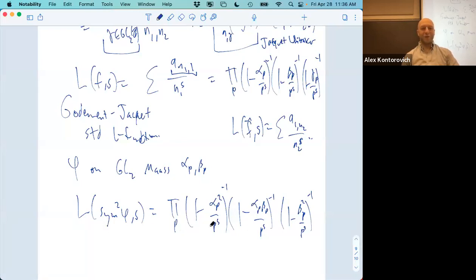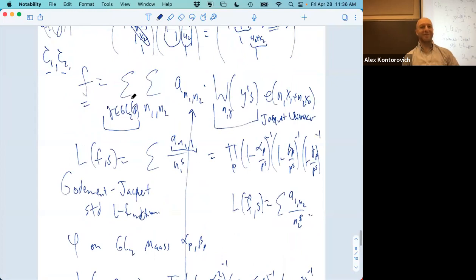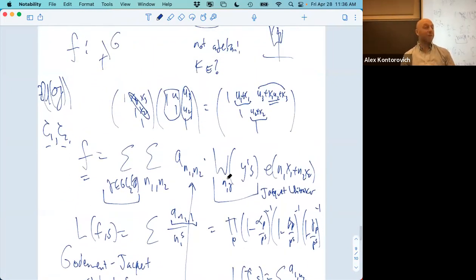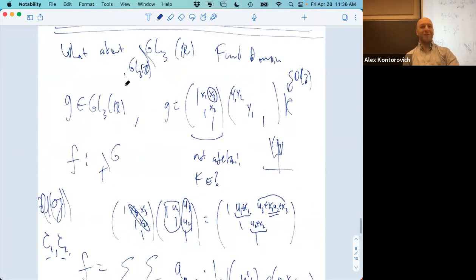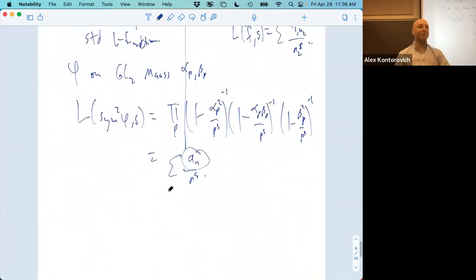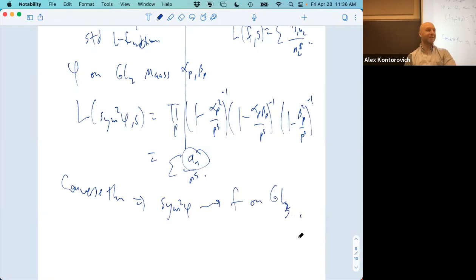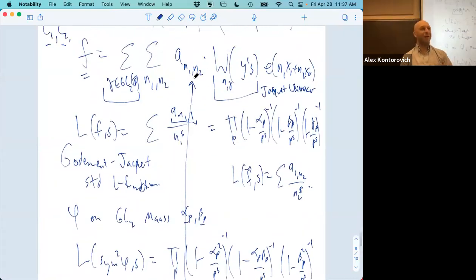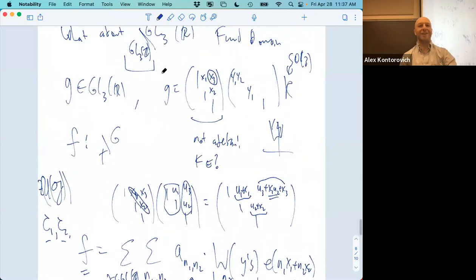When you multiply all this out, you get some series a_n over n to the s. You take those coefficients a_n and stick them into a Whittaker series like this. This function will be an eigenfunction of all the operators because the Whittaker function is there, but it will also be invariant under all of GL3Z. And that's using the converse theorem. The converse theorem implies a lift of this symmetric square phi to F on GL3. This is what I meant: you take the Langlands-Satake parameters, make an L function out of them, take those coefficients, use the Hecke algebra to get coefficients A(N1, N2), stick them in a Jacquet-Whittaker function, and that series will be an automorphic form and then an automorphic representation on GL3.